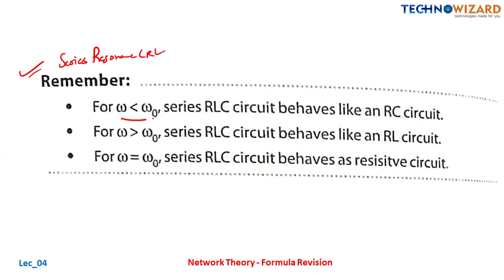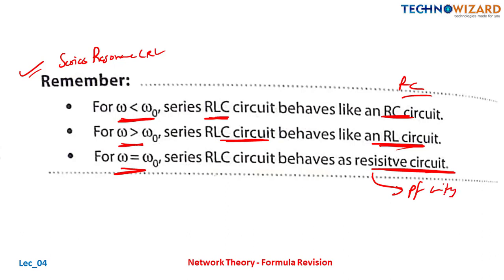For a series resonance circuit, if omega is less than omega naught, then the series RLC circuit will behave like an RC circuit. Okay, if omega is greater than omega naught, then the series RLC circuit will behave like an RL circuit. And at omega equal to omega naught, it will behave like a purely resistive circuit. That is, here the power factor will be unity. When it is an RL circuit, then the power factor will be lagging in nature, and when it is an RC circuit, then it will be leading in nature. Remember this point. Okay, can be asked from an MCQ point of view.